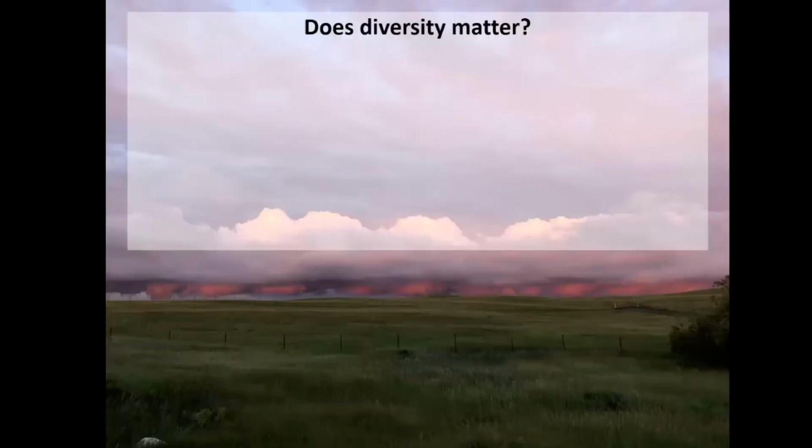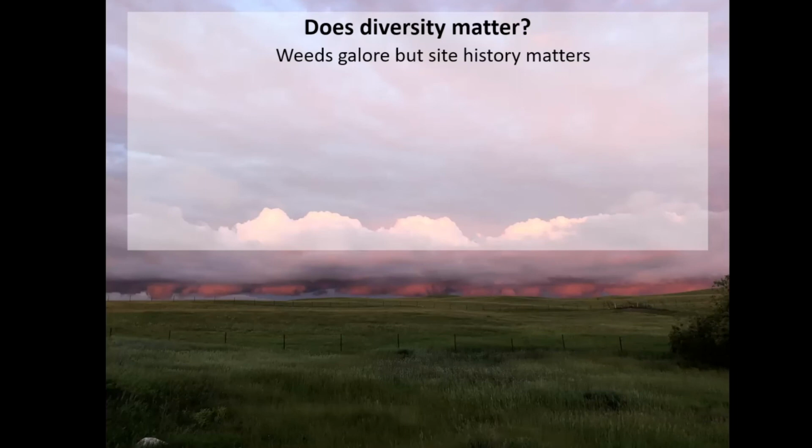So in summary, does diversity matter? At this stage of the restoration, our plots were dominated by weeds, so I won't give you an answer to that, but we did see that site history matters. And so it's important that we consider site history whenever we're going into a restoration, because the site history may have a significant role in impacting your first year communities. And this really demonstrates the need for having long-term monitoring of our plots.